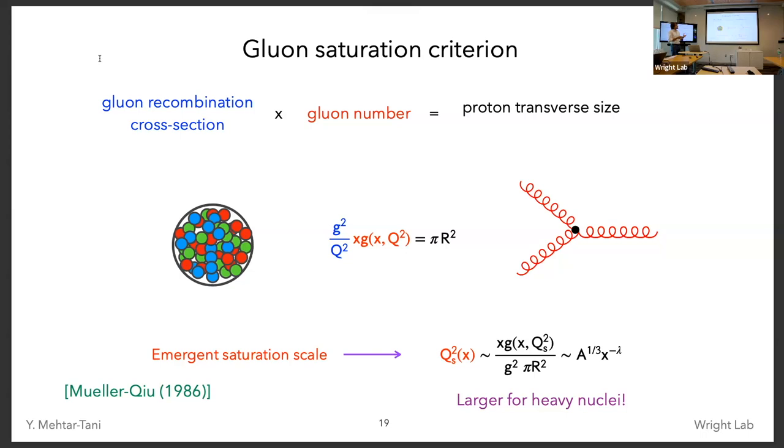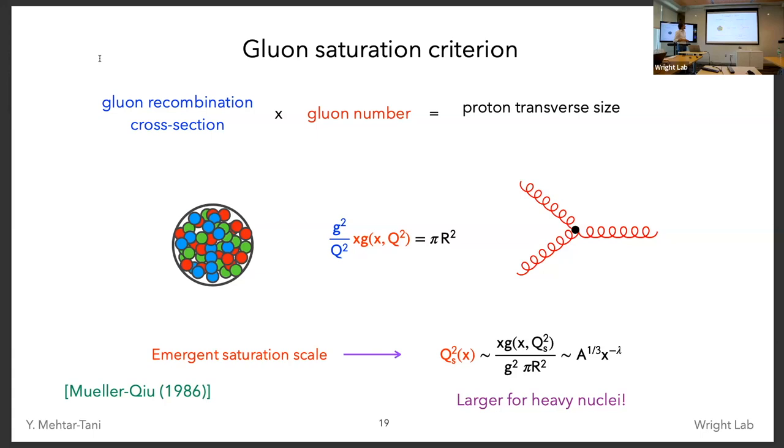This is just a simple back-of-the-envelope criterion to see when this happens. When does saturation happen? When you multiply the number of gluons inside the proton by the gluon recombination cross section, given by this formula, alpha s over Q squared, and this becomes of the order of the transverse area of the proton, this is when you expect saturation to happen. And from this equation, you see the appearance of a scale, which is referred to as the saturation scale.